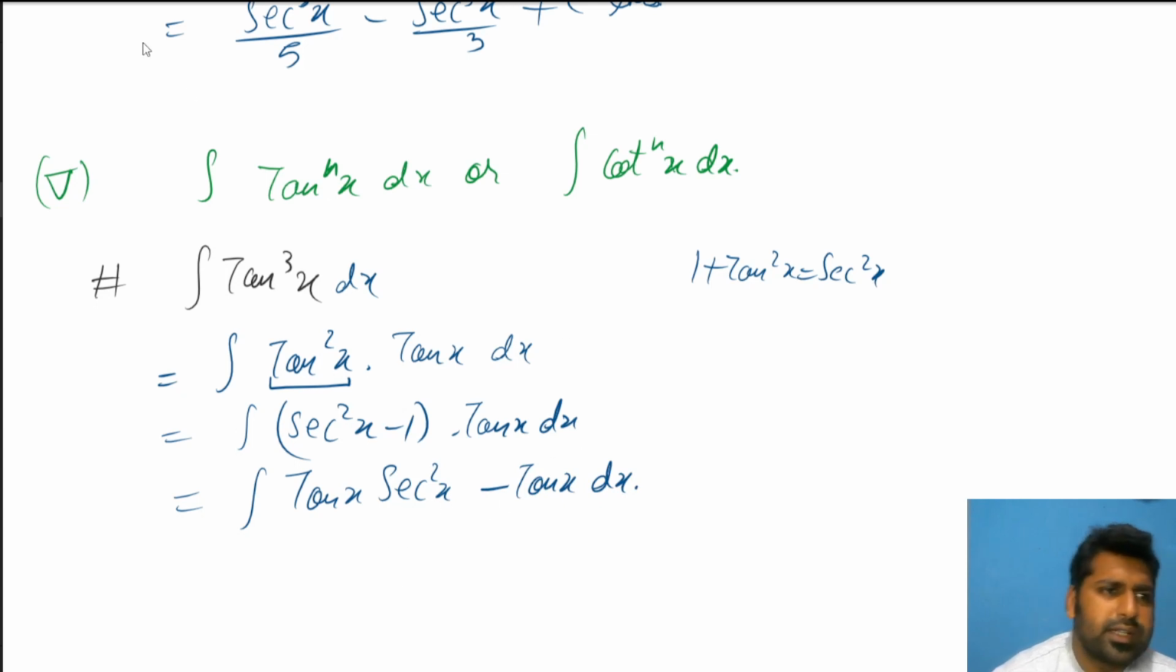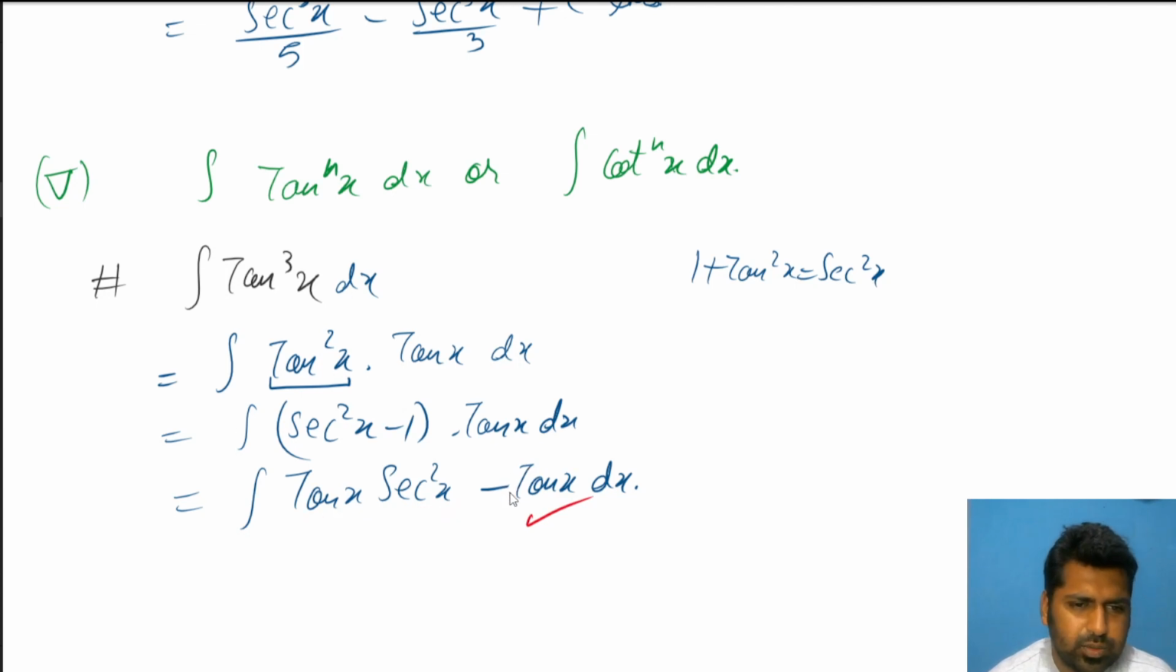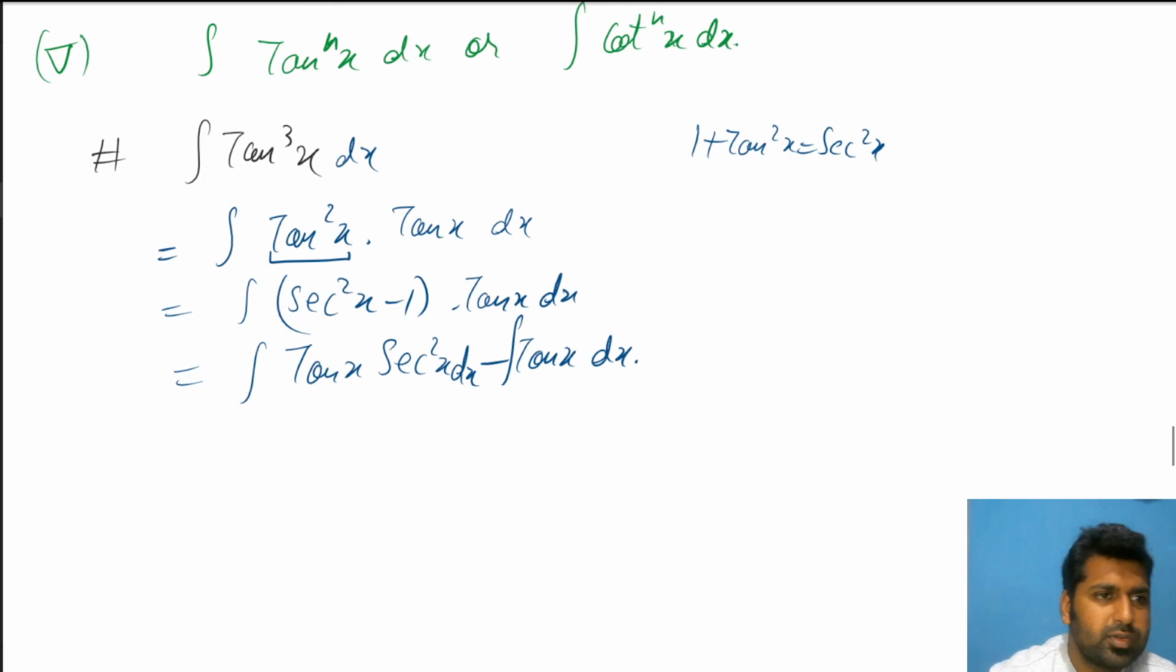Now this is a good thing. Why? Tan x integration, we know this is a standard result. We can integrate. Now for this part, to understand, I'll break this into two integrations. Though we have not done this, mostly we did it in one single integration, but I'm breaking this down into two integrations. So this one we already know, no problem.